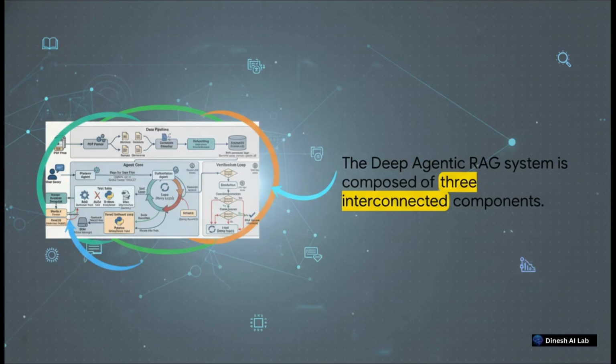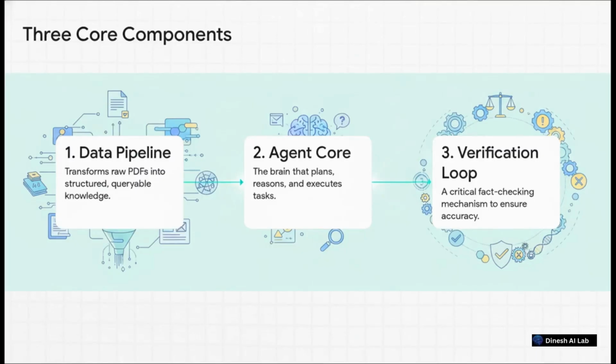So we can really boil this whole system down to these 3 core components. You've got the data pipeline, which gets all the documents ready. Then you have the agent core, which is like the brain of the whole operation. And finally, the verification loop, which acts as the system's own personal fact-checker.